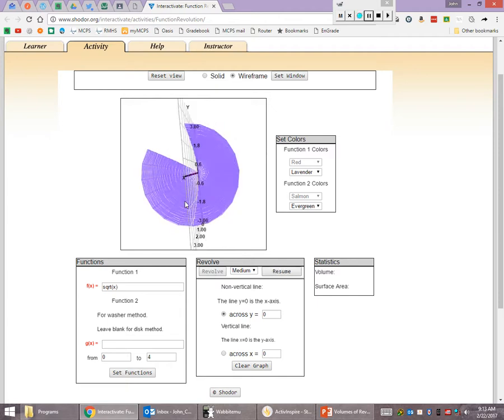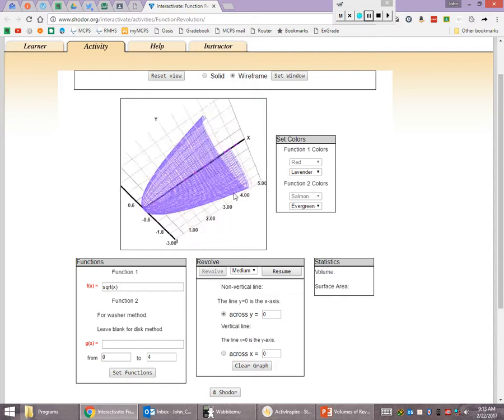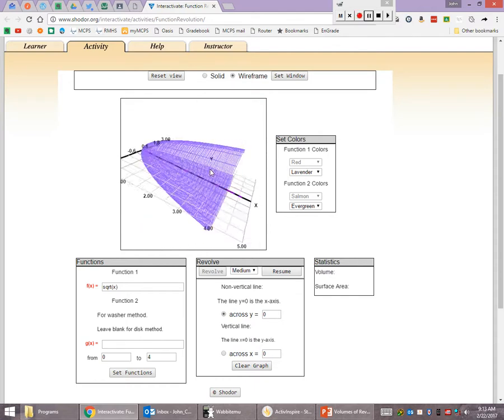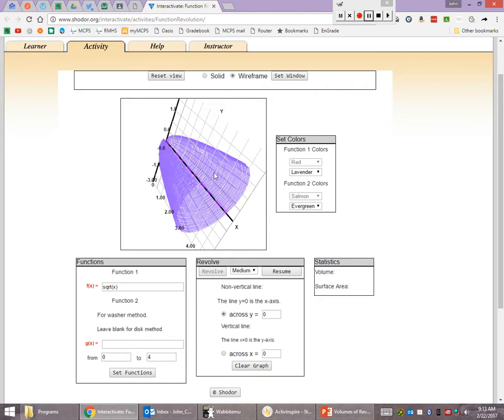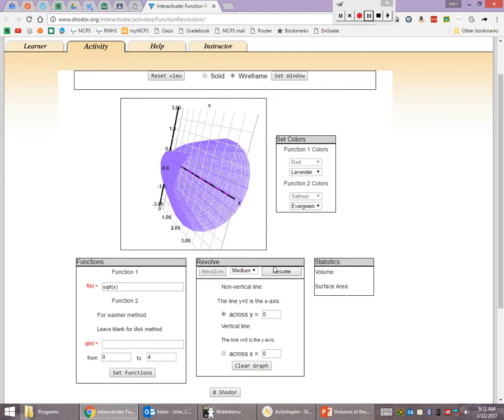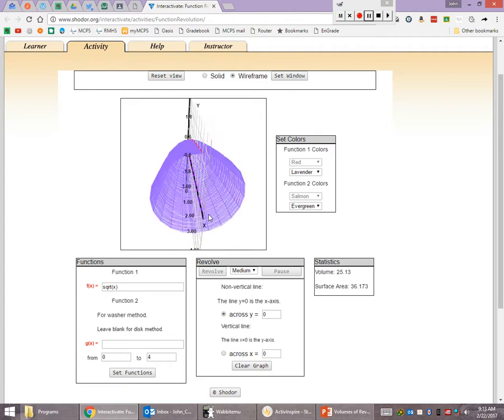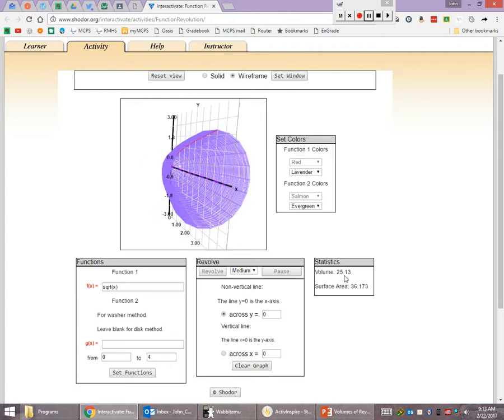Pause. You seeing this thing being made? Right now this is just a wireframe here, right? Alright, continue. Oops. Yeah, there we go. What did it get for the volume? People in the front row can see. 25.13. Is that 8 pi? Probably. You can check on a calculator.